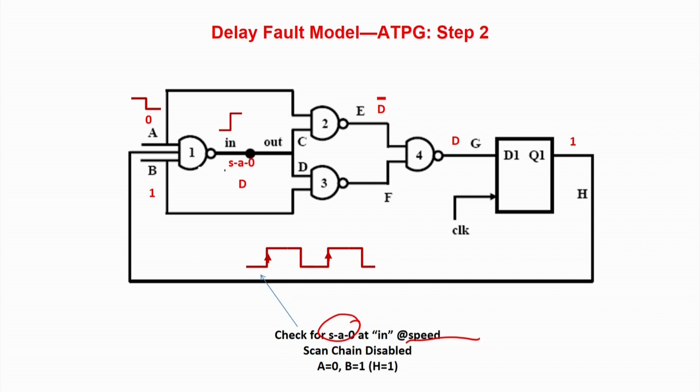So at this clock edge, at one clock edge, I will make the line A equal to 0, from 1 to 0. In fact you can also do the same for B.